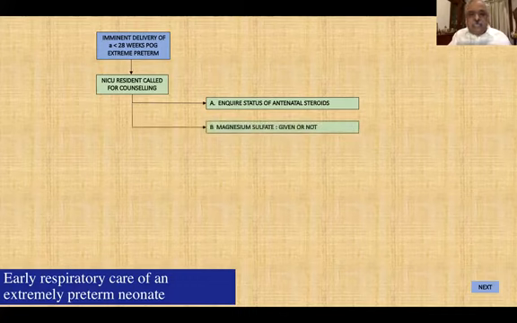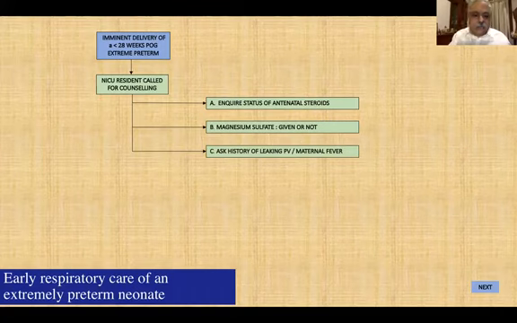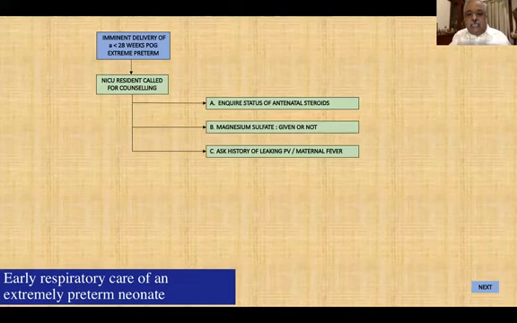Magnesium sulfate ideally should be given to babies less than 32 weeks of gestation, also to protect the brain of these preterm babies. The obstetrician can be told. If there's a history of fever or leaking in the mother, this should be made note of, because chorioamnionitis is a very high risk factor for these babies for chronic lung disease, even if they have respiratory distress, and subsequent to that, the babies can become sick.